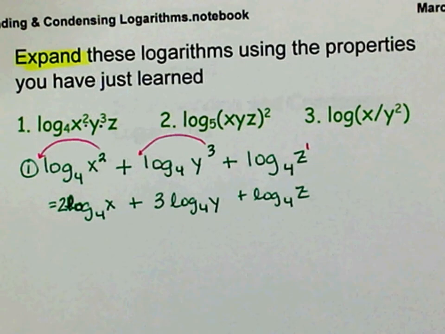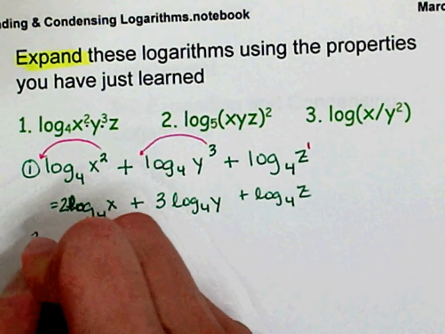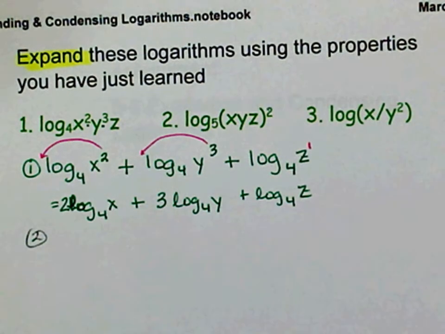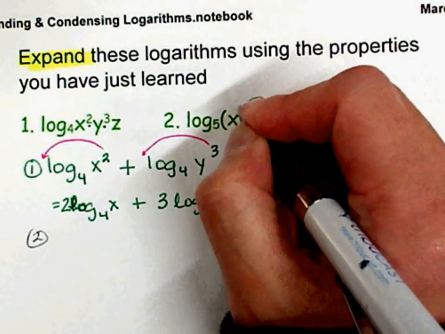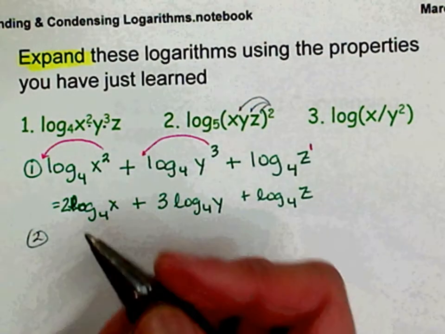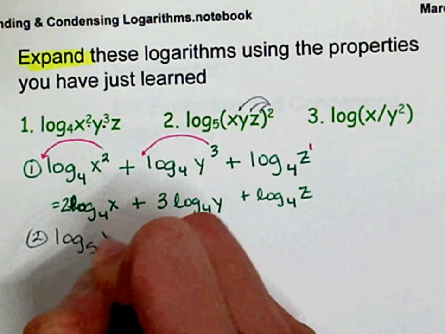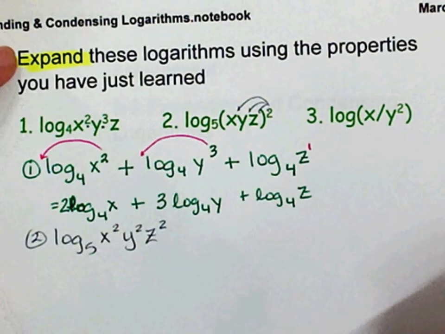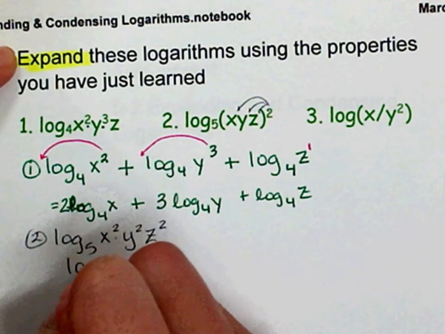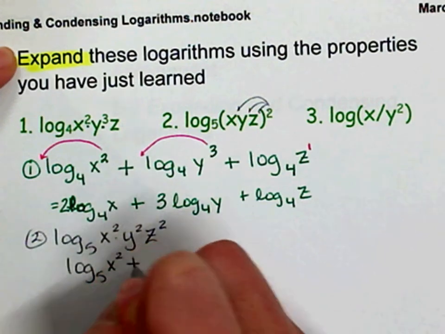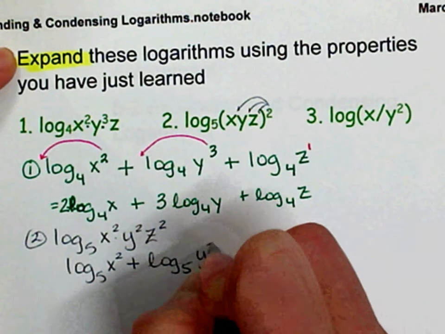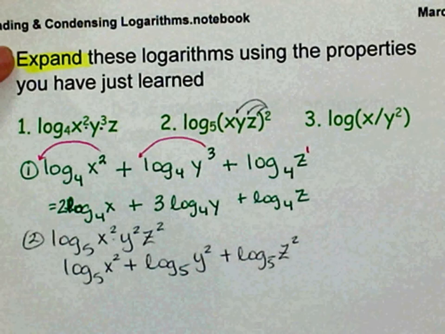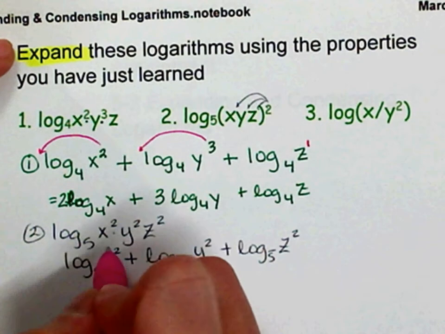Let's look at number 2. All right, you see that 2? There's different ways you can do this, okay? This is the same as that square going to each one of these. I'm going to do it this way. So now you have log base 5 of x squared times y squared times z squared. It says to expand, so there's a multiplication. So log base 5 of x squared plus log base 5 of y squared plus log base 5 of z squared. See a pattern?